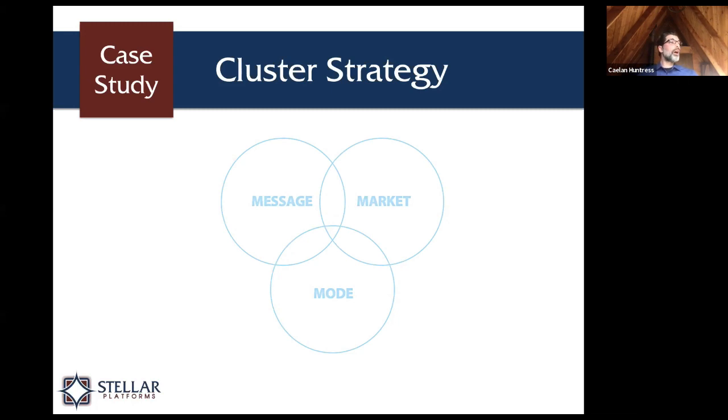So if you are charging $300 an hour to a specific market, giving a specific set of advice, you could charge $600 an hour giving that same advice to a different market, and you won't get that friction from your current market. You can make a new offer to the same market and charge double. So that's how you double, by changing one of these three aspects of the cluster strategy.